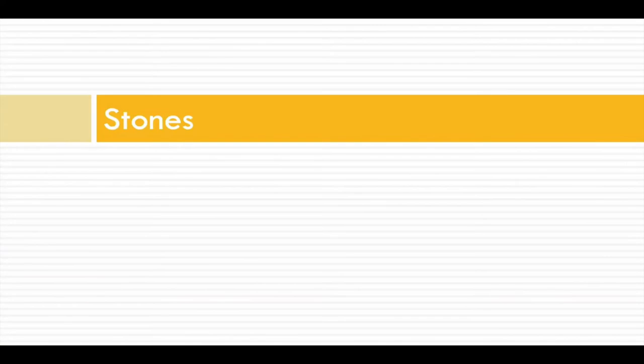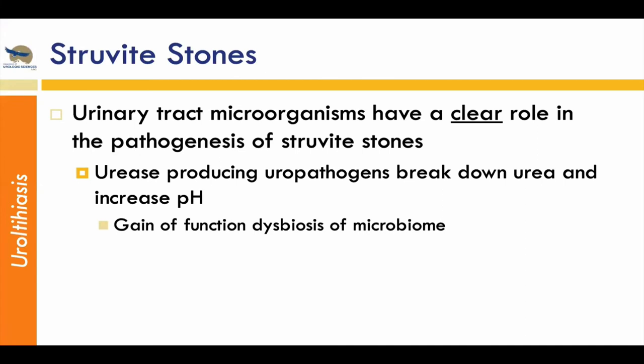Next, we'll change gears and talk about the microbiome in terms of what we know about its relation to stone formation. Microbes have a very established role in the formation of struvite stones, and I will not belabor the point, but it's quite well known that some UTI-associated bacteria produce urease, which then breaks down urea, which then increases pH and can lead to struvite stone formation. So it's a very clear case of a gain-of-function dysbiosis of the microbiome that causes this.